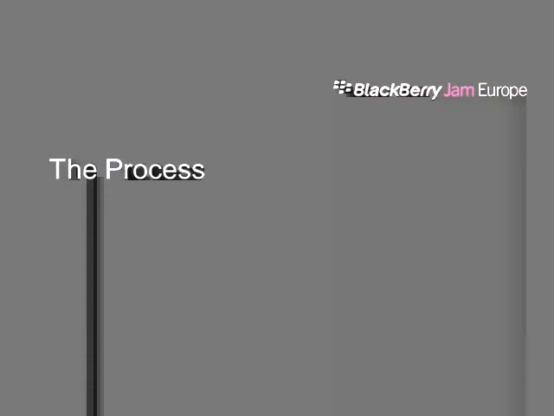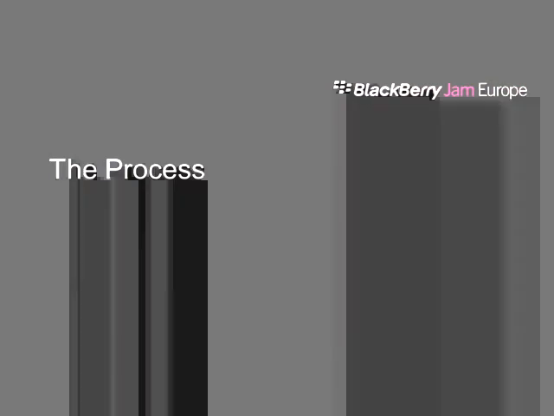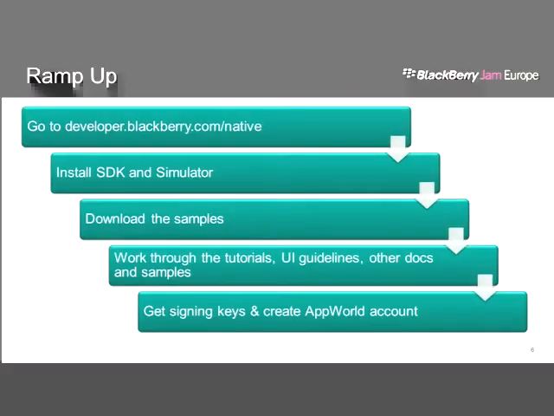So what do you do? Well, there are the obvious things. The first thing you need to do, if you're not used to BlackBerry 10, is ramp up. You need to go to developer.blackberry.com/native, install the SDK simulator, and download the samples.